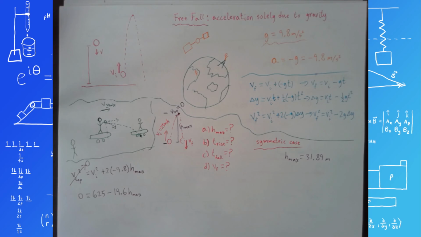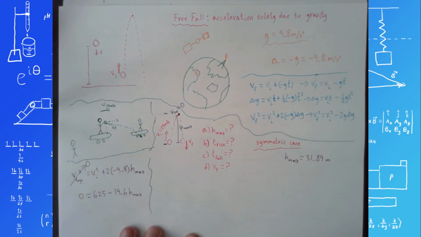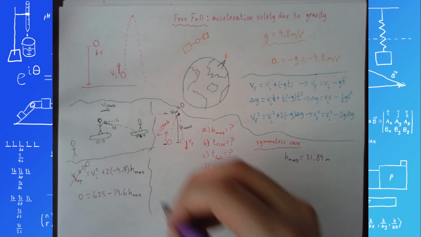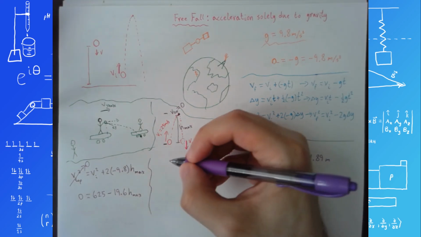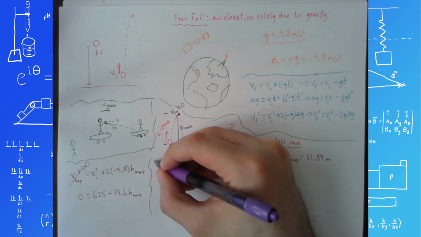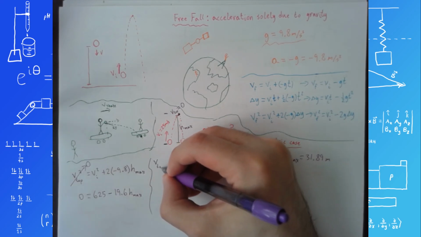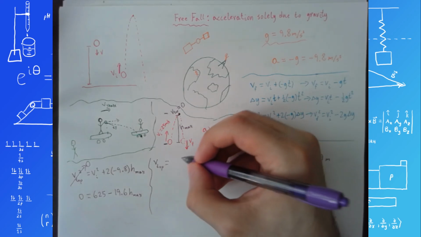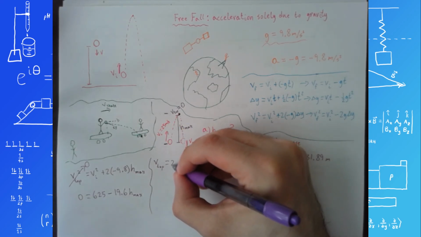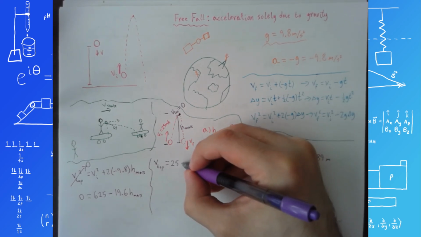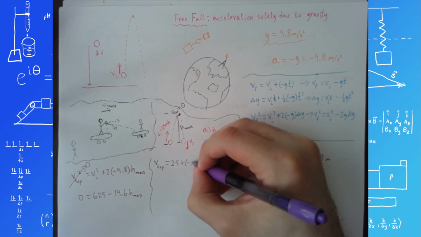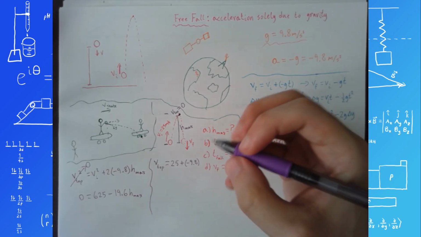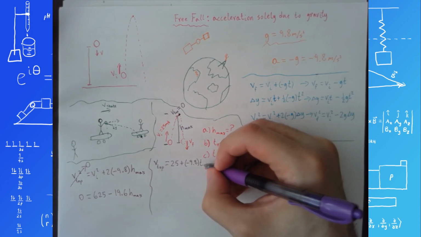Okay, part B, how long does it take to reach its highest point? We could have solved this before part A. We can just use the first kinematics equation for this. So first equation of kinematics was v final, which in this case is actually v top, what we want to use as our second velocity, equals v initial, which is our positive 25, plus acceleration, negative 9.8, times time, which is our t rise that we're trying to solve for.